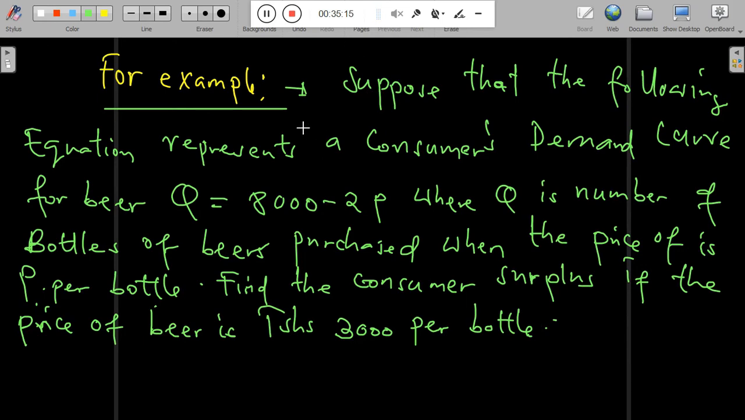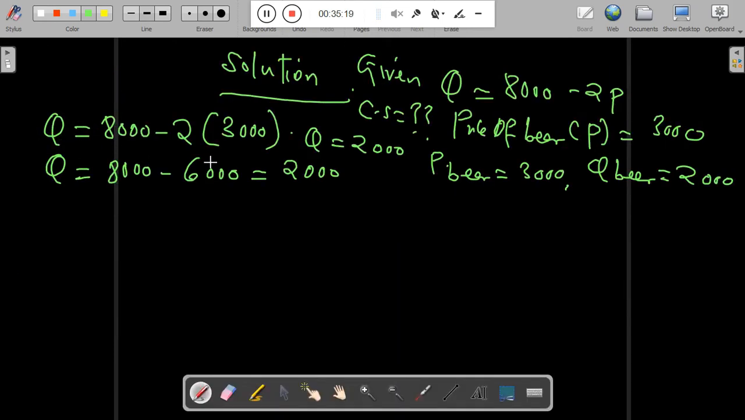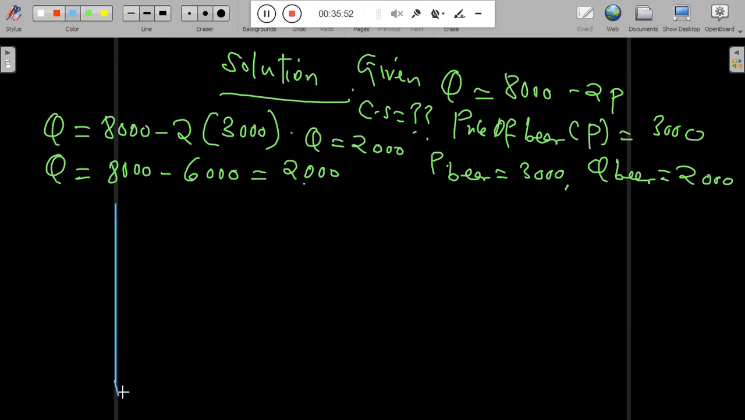Now let's go to the solution. Suppose we have the output Q equal to 8,000 minus 2p, which is the demand function. We plug in the price level, that is 3,000. So we take 8,000 minus 6,000, which is equal to 2,000. The price of beer is 3,000 and the quantity of beer is 2,000.